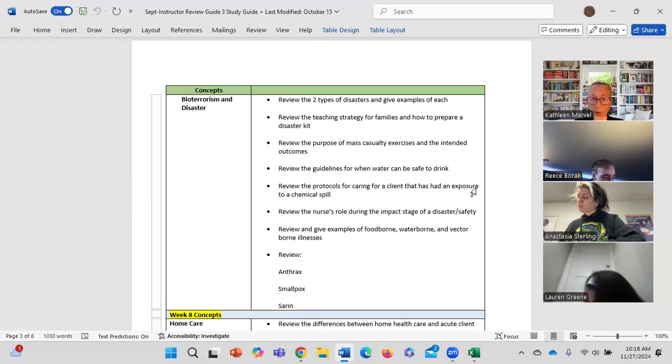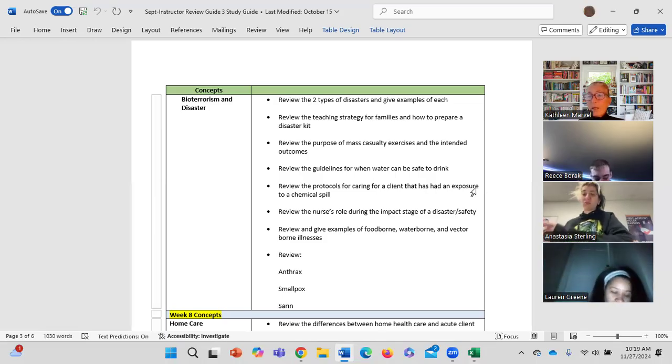Review nurses' role in the impact stage. So in the impact stage, let's say you're working in the community and you're working with clients that are in the impact stage as the disaster's happening. What do you think our role is? What's our most important role? Safety, trying to prevent further harm or death or casualties. Exactly. Getting people to safety, whether you're out on the streets or in a facility, getting people to safety.